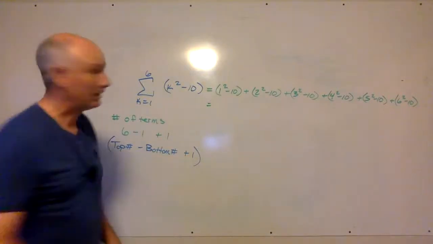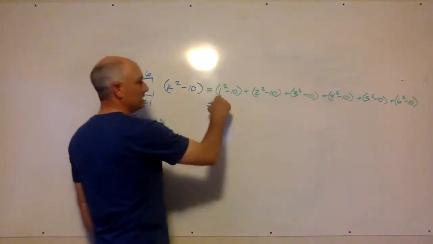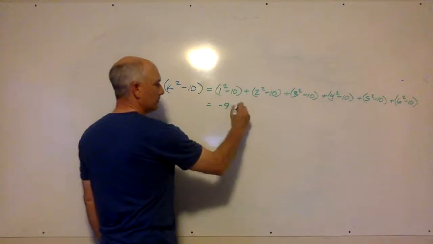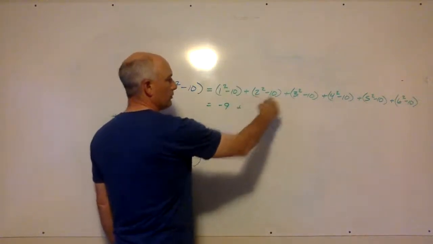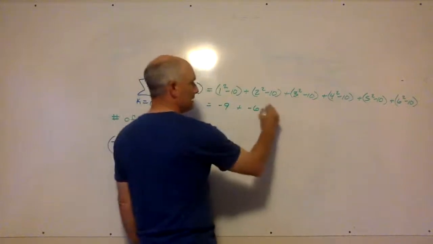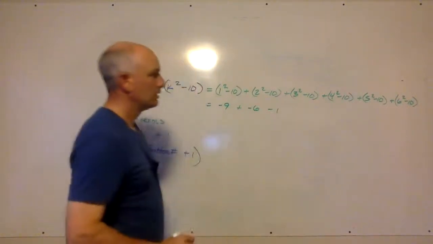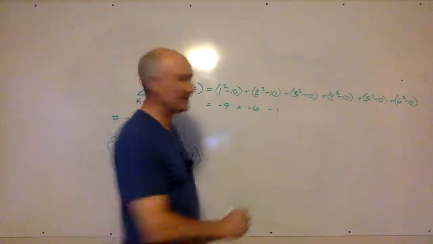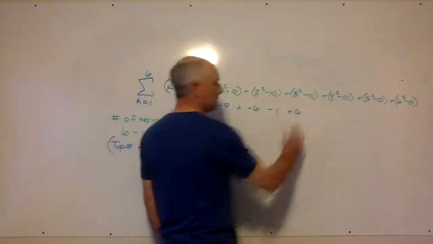I can go either way. 1 squared minus 10, that's 1 minus 10, or negative 9. 2 squared is 4. 4 minus 10 is negative 6. 3 squared is 9. Minus 10 is negative 1. 4 squared minus 10, 16 minus 10 is 6.